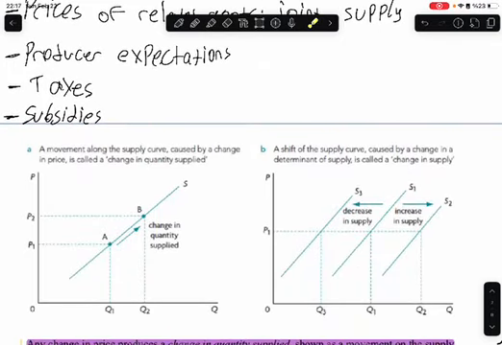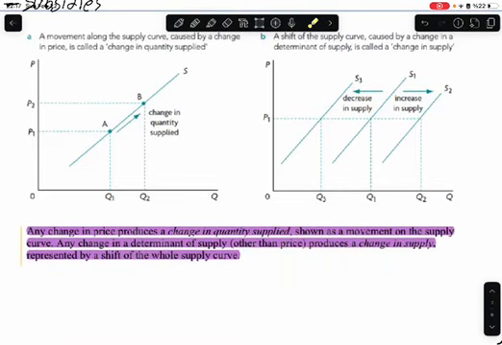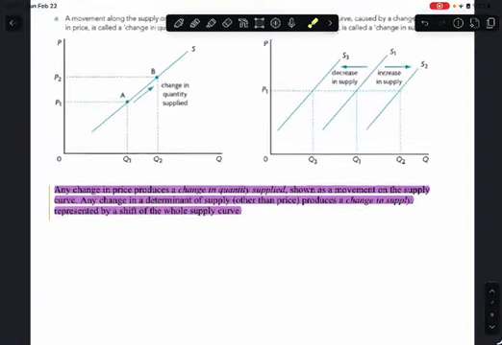A movement along the supply curve caused by a change in price is called a change in quantity supplied. The supply curve remains the same, but it goes from point A to point B. On the right-hand side, there is a decrease in supply and an increase in supply. When there is an increase in supply, the supply curve shifts rightwards, and when there is a decrease, it shifts leftwards. Any change in price produces a change in quantity supplied, shown as a movement along the supply curve. Any change in a determinant of supply other than price produces a change in supply, represented by a shift of the whole supply curve.